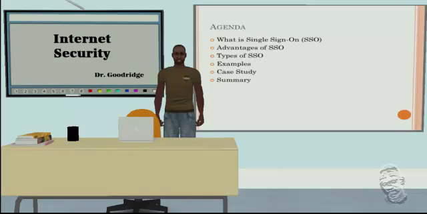The agenda for today is: what is single sign-on, the advantages of single sign-on, types of single sign-on as well as examples. We'll do a case study and a summary of those case studies.